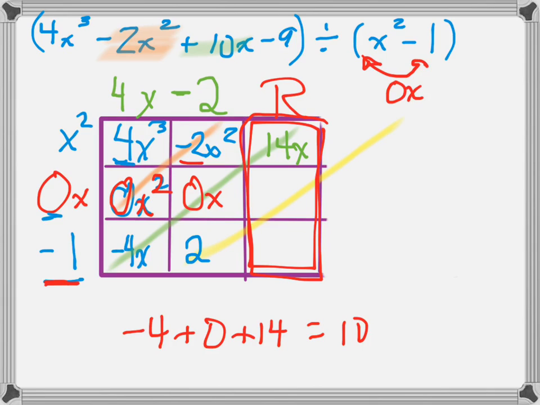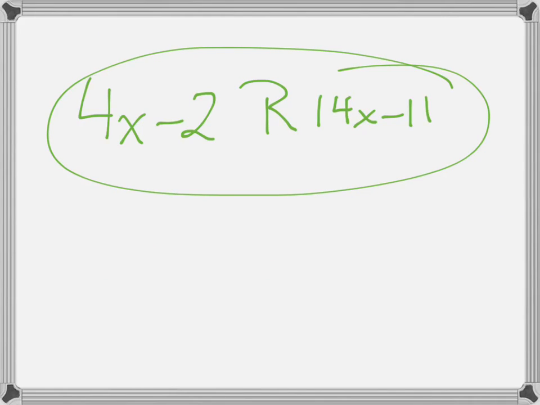Then for my constant row, I have 2. I have something I want to add into that, and I want to create a negative 9. What would I need to add? Negative 11. So therefore my answer is 4x minus 2, remainder of 14x minus 11.